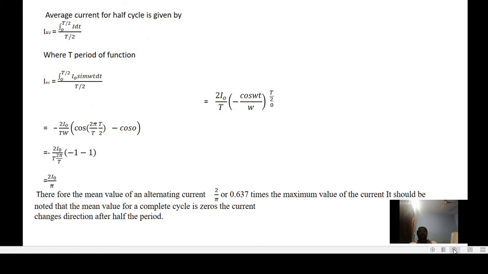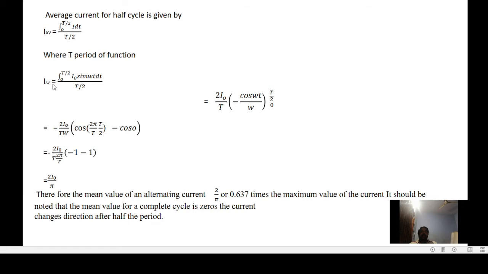Next, the expression for average value or mean value. We know that the average value or mean value of AC is taken over half cycle, and it is given by I average is equal to the integration from 0 to T by 2 of I dt divided by T by 2, where T is the period. Then we know that I is equal to I naught sin omega t. Substitute the value of I in this equation.